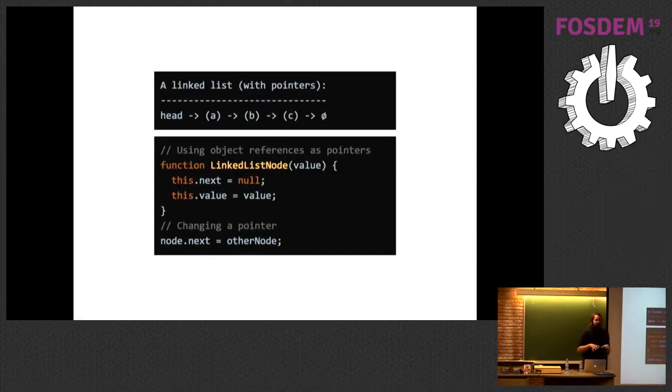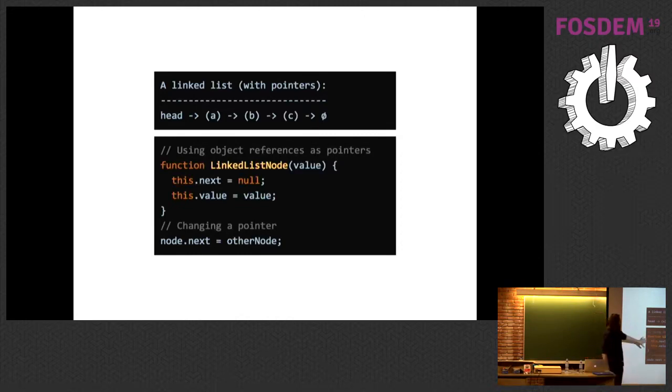So who knows here what a linked list is? Okay, that's a fine thing. So a linked list is just nodes linked to one another with a pointer, which points to the next item. So here you've got a basic list, so A to B to C to the void and the oblivion of life. And so under it you've got object references as pointers, because in JavaScript you don't have C pointers and so on.